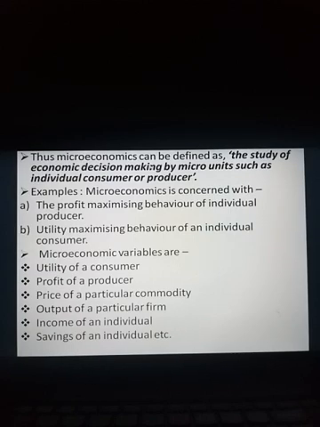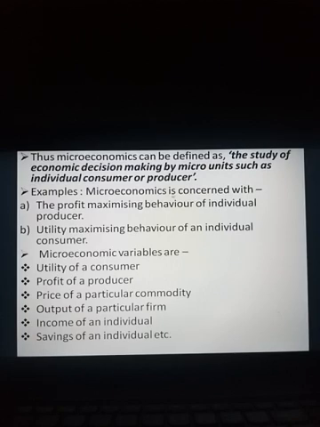Thus, microeconomics can be defined as the study of economic decision making by micro units, such as an individual consumer or producer. To be more precise, this definition will be very simple and easy to understand. You can just say it is a study of economic decision making by micro units. I repeat, study of economic decision making by micro units, such as one consumer or a producer.